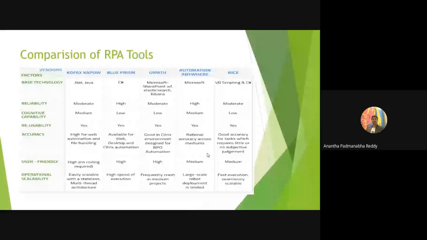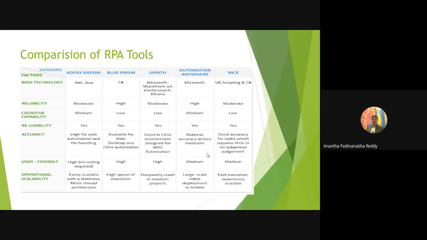So, just a glance of it; I'll come to them one by one. Base technology: you see here .NET and Java for Copax, Copo, and Blue Prism C#. And Nice is VB scripting and C#. Automation Anywhere is Microsoft. And here it is SharePoint services.